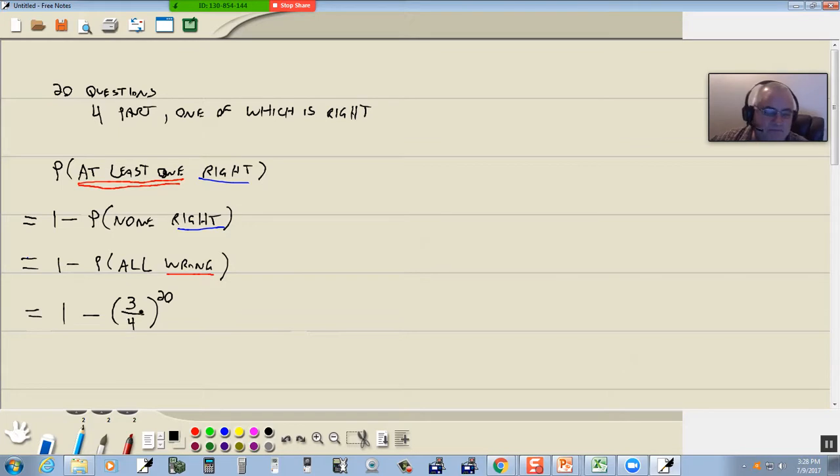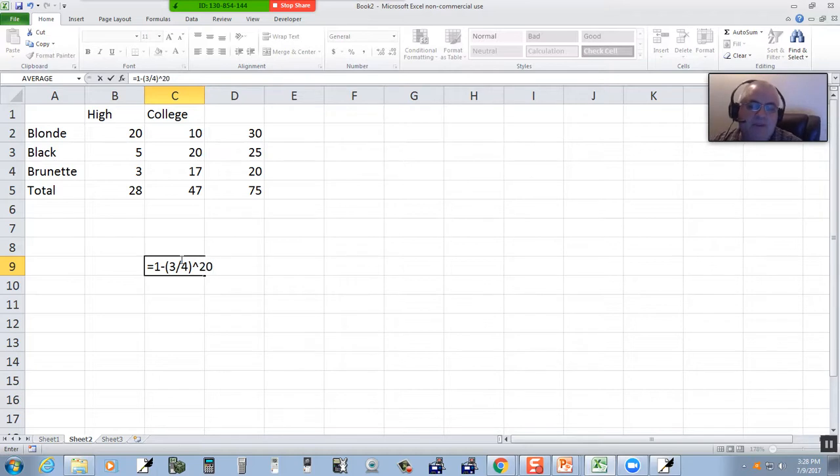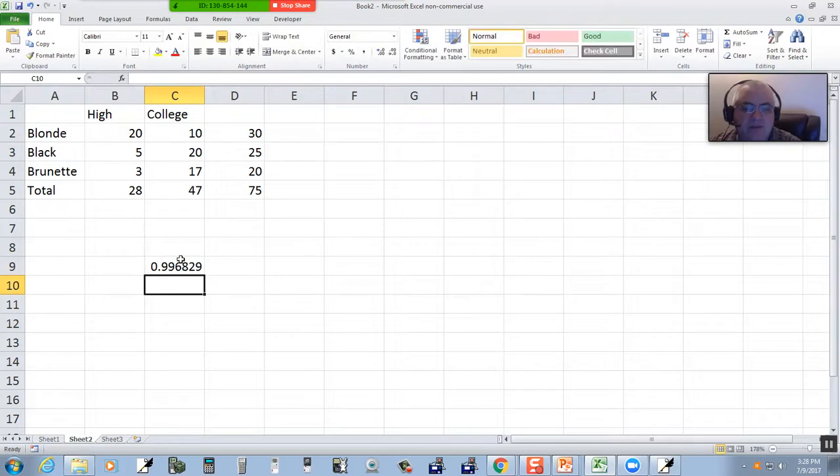Now let me talk briefly about how to put that in Excel. I don't remember if I showed this last time. Equals 1 minus 3/4. I'll do the parentheses. Caret is how you do a power. So caret 20, and then press enter. And that gives us our probability there.